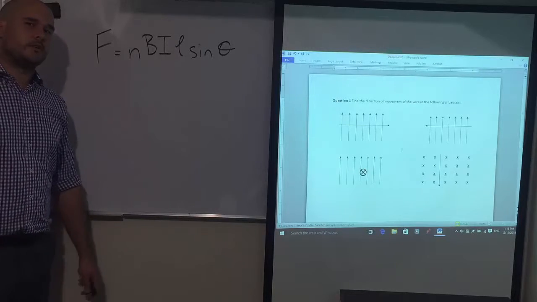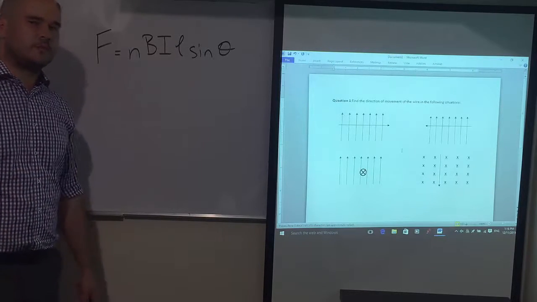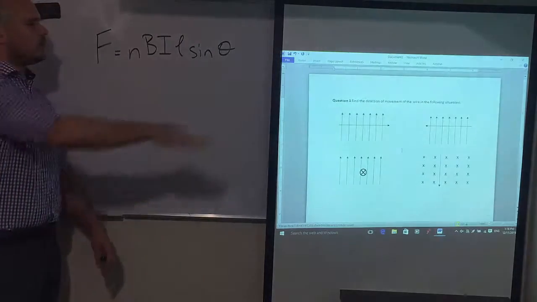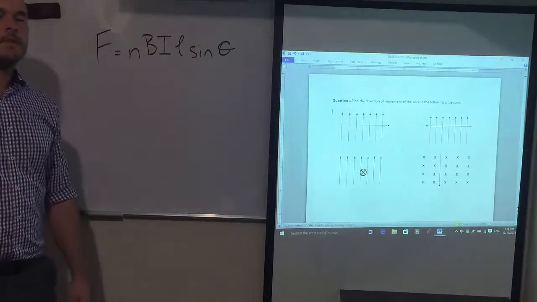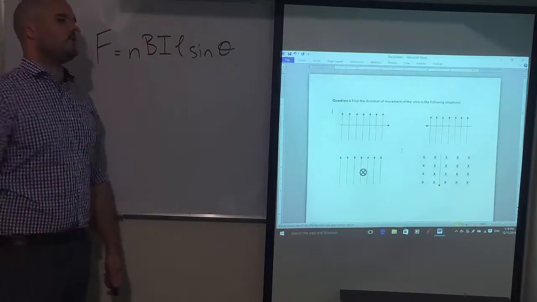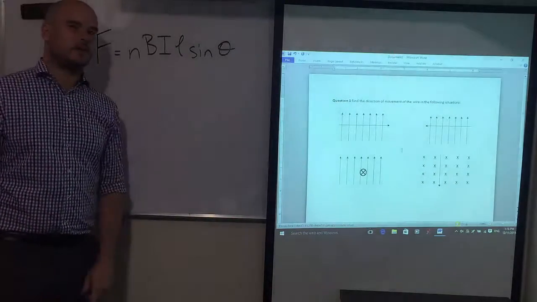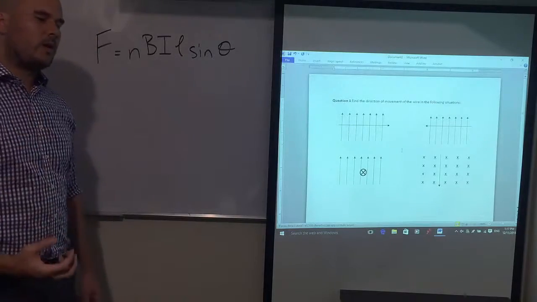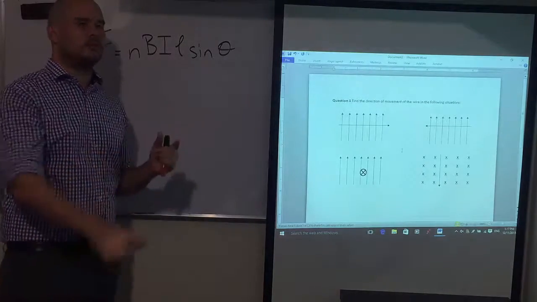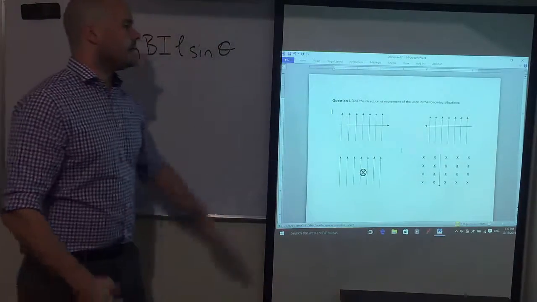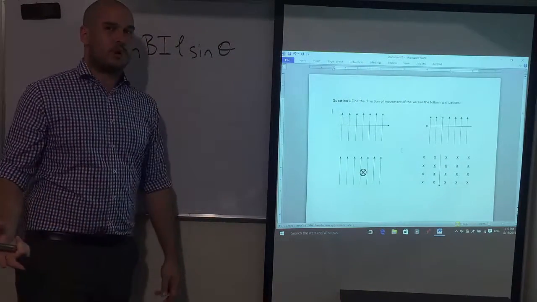Alright, so I just want to draw your attention to a really small difference between the equation as given on your formula sheet and the equation which I have up here on the board. So when we start off using F is equal to BIL sine theta, or in this case nBIL sine theta, we're talking about the force on a single piece of wire, a straight conductor, something like this. And it doesn't take into account when we look at motors.